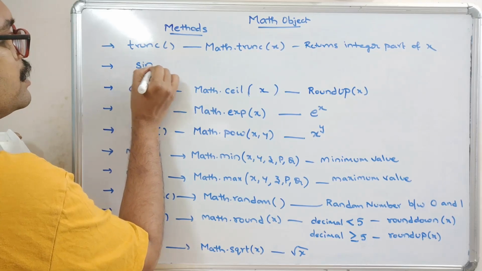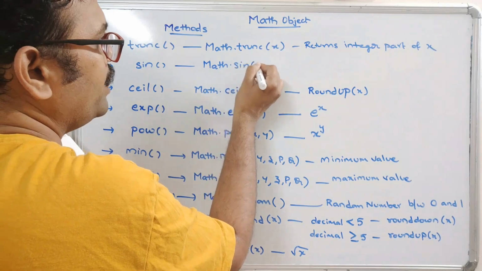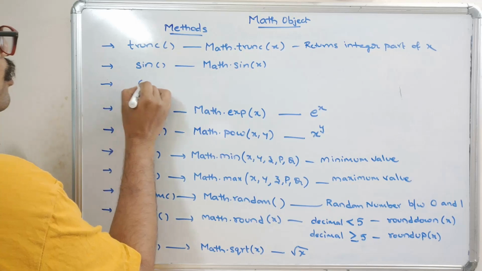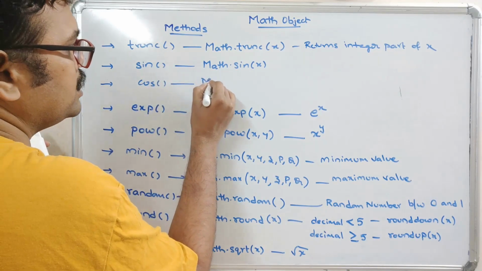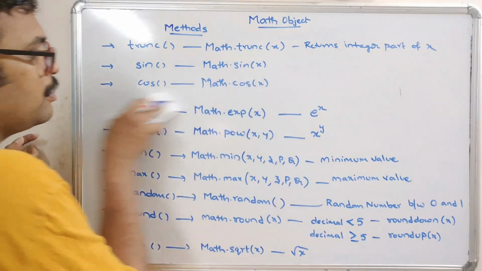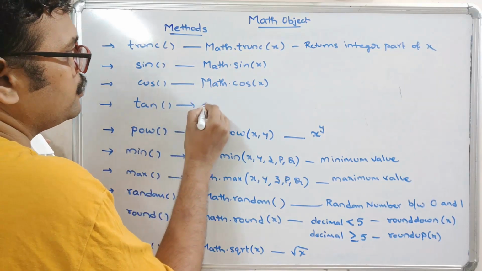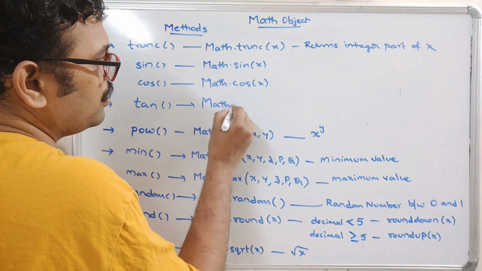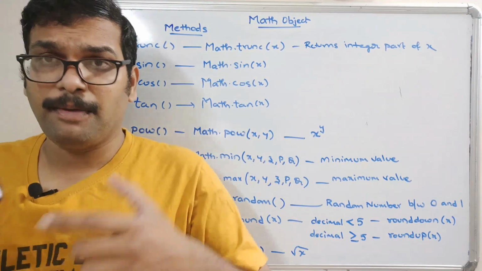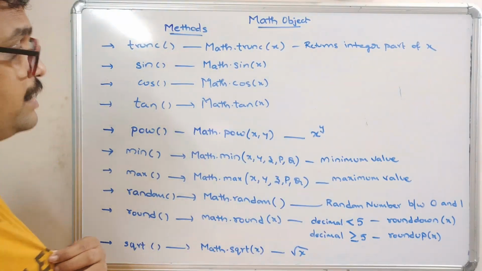the trigonometric functions, sine. So for this we'll go with Math.sin of x. Okay. Similarly, cos. So the syntax is Math.cos of x. Similarly, tan. So Math.tan of x. Apart from this, we can also find hyperbolic sine, hyperbolic cos, and hyperbolic tan. So all these things we can apply.